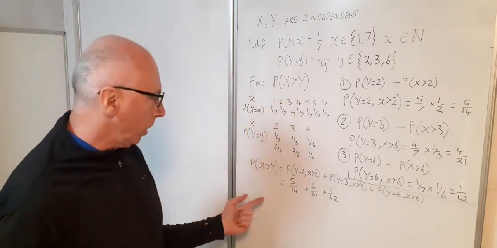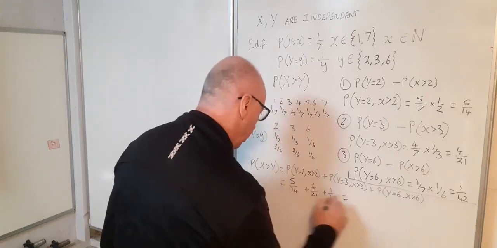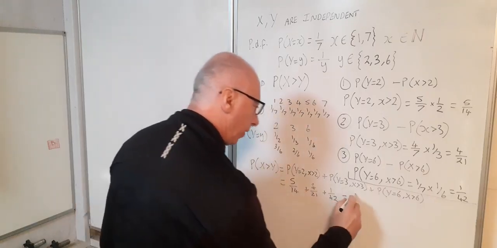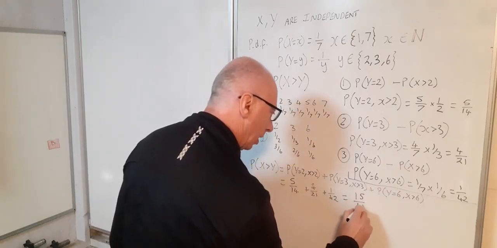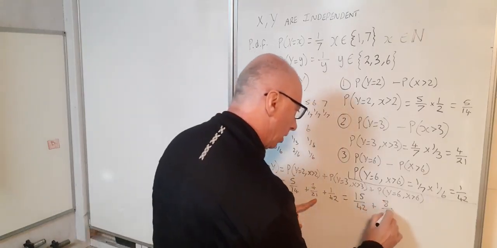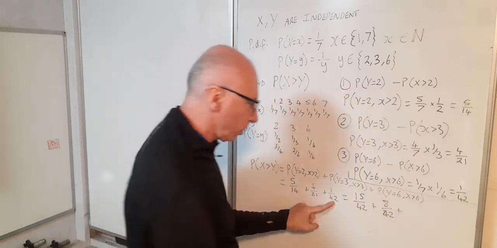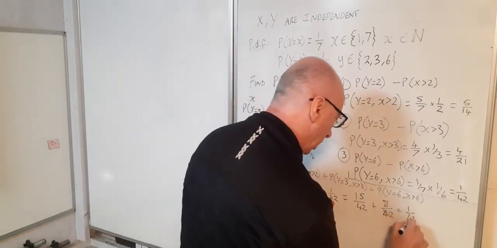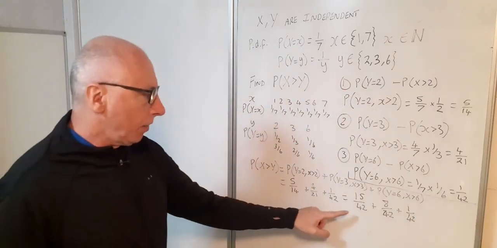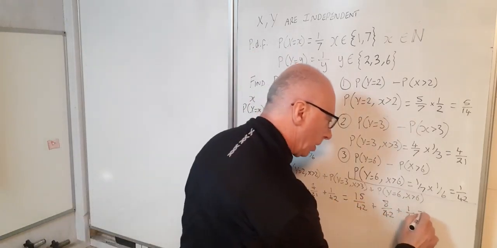Okay, now we could do this, just get a common denominator, and then we can just go straight adding them up. So put that over 42, I need 15. To put that over 42, I need 8. And that is already over 42, so that's 1 over 42. So then I've got 15, 23, 24 over 42.